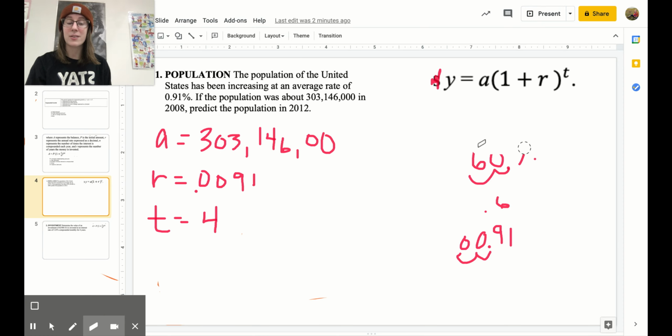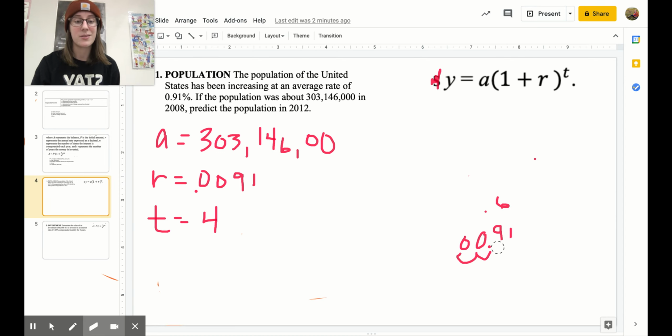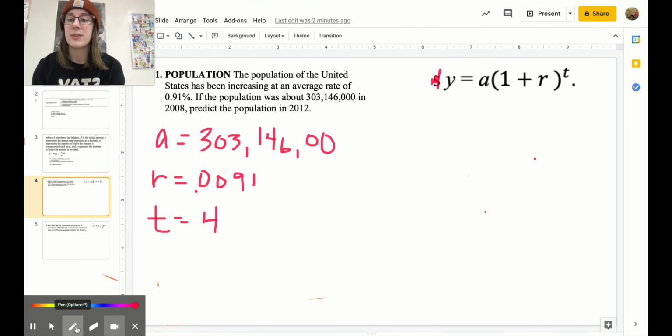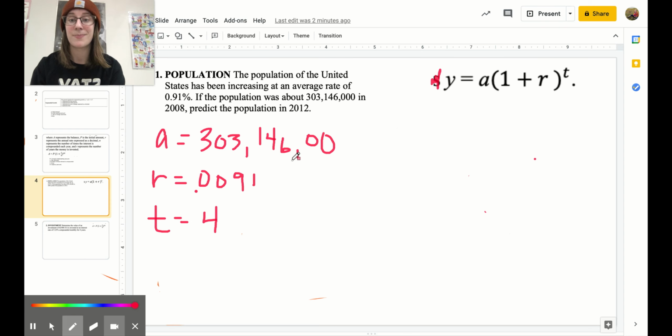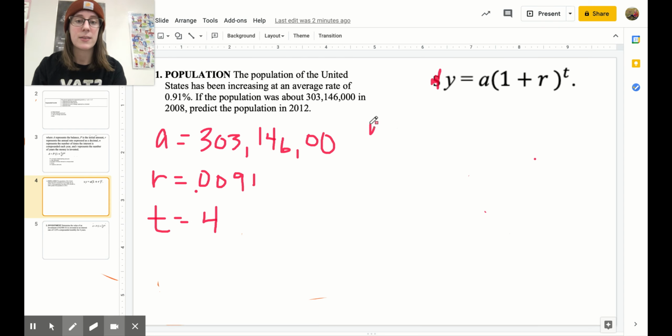We're going to use our formula to figure out how many people there are. So we're going to set it up. So y equals our a, which is, I'm going to need more room because there are a ton of numbers. So y equals 303 million.